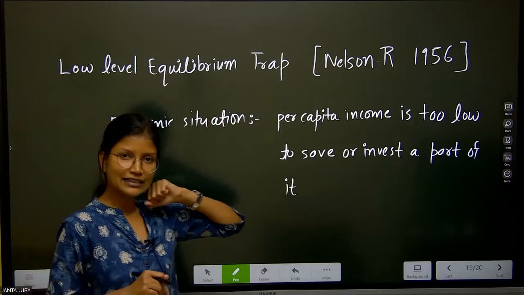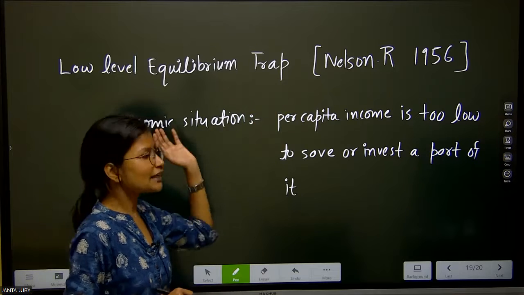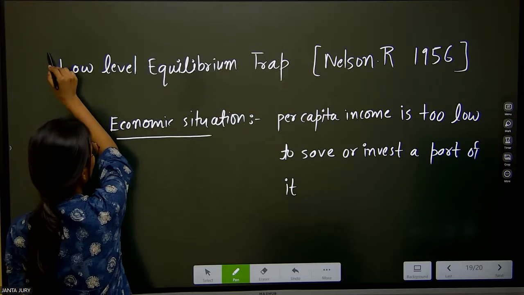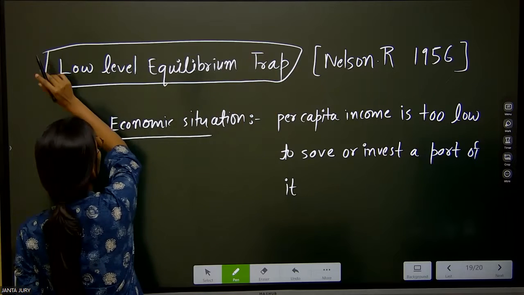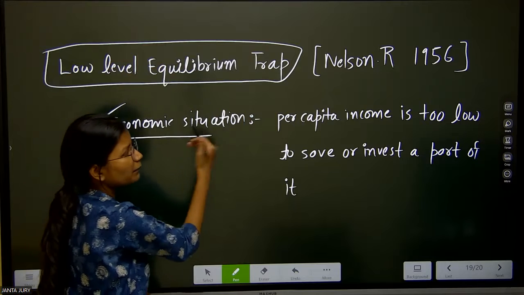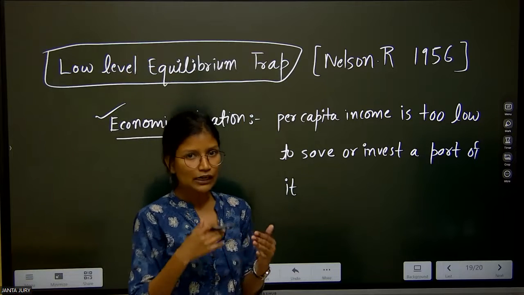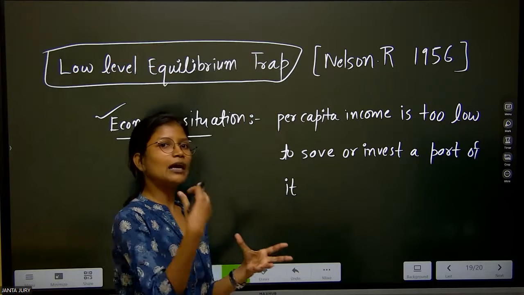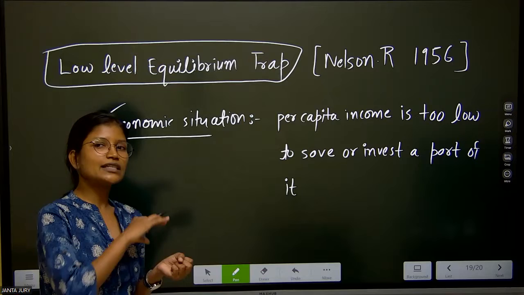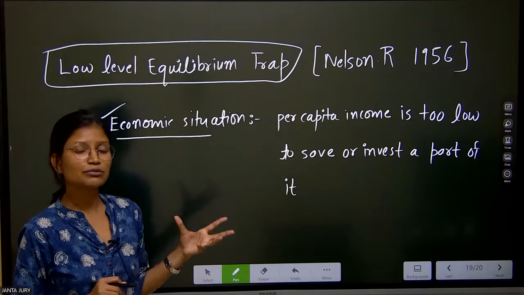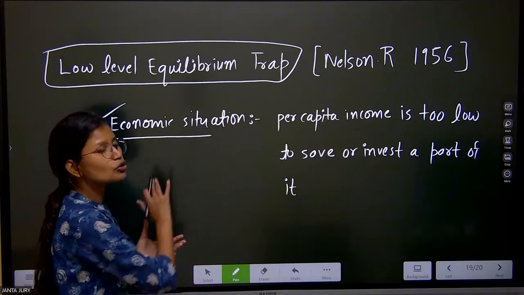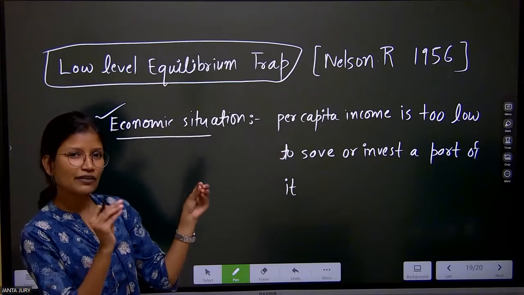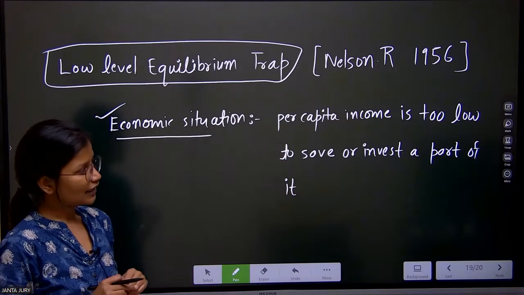This concept was given by Nelson R. What does this concept say? It says that the economic situation of a country facing the low level equilibrium trap is such that per capita income is too low. It is so low that people do not have enough to save or to invest. That means whatever amount of income they generate, they utilize the whole amount in consumption expenditure. So they consume all of the income and are unable to save or invest even a part of it in other things.